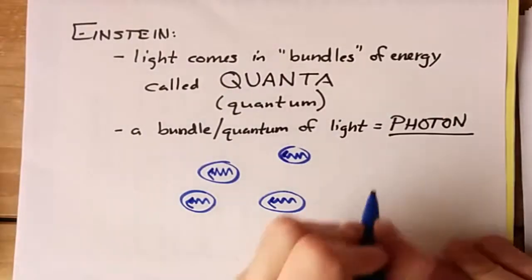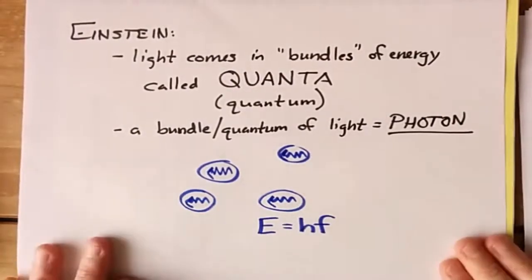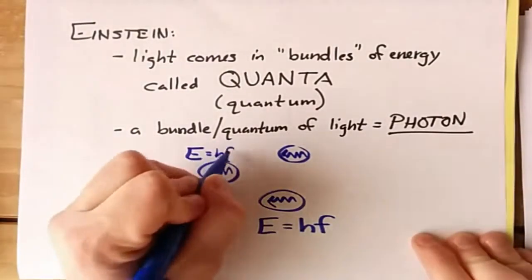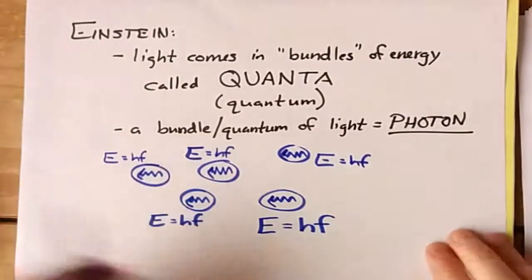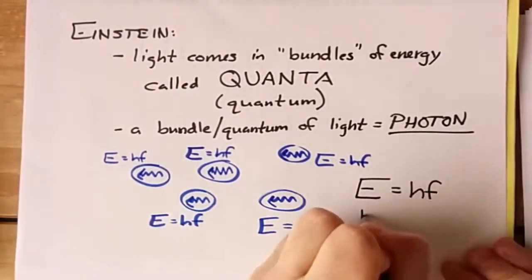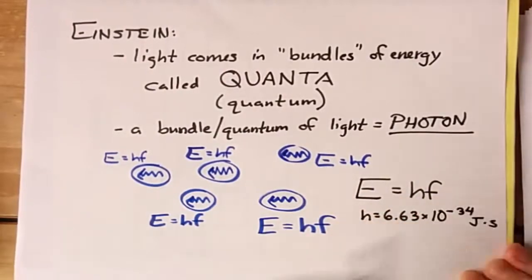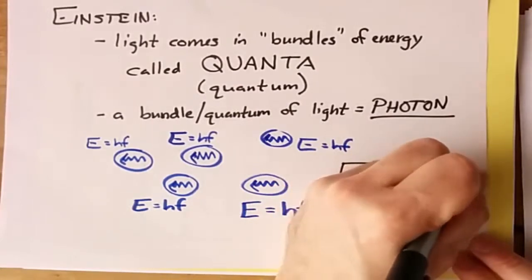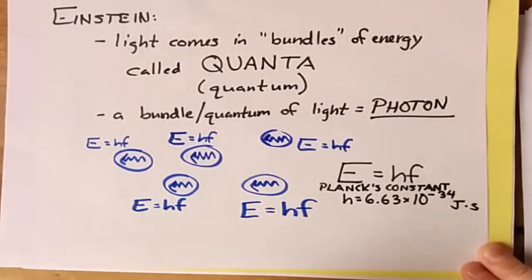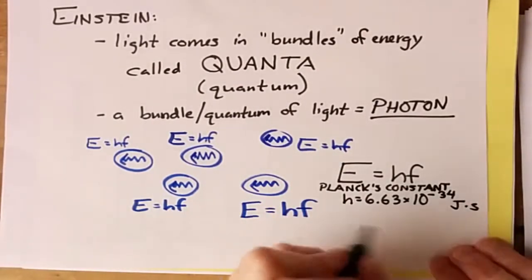He also said that the energy contained in one quantum of light, one photon, is equal to h times f, where h is Planck's constant. It's a number that was floating around in other areas of physics at the time. And it's equal to 6.63 times 10 to the minus 34 joule seconds. And f is the frequency of the light, the frequency of the photon.